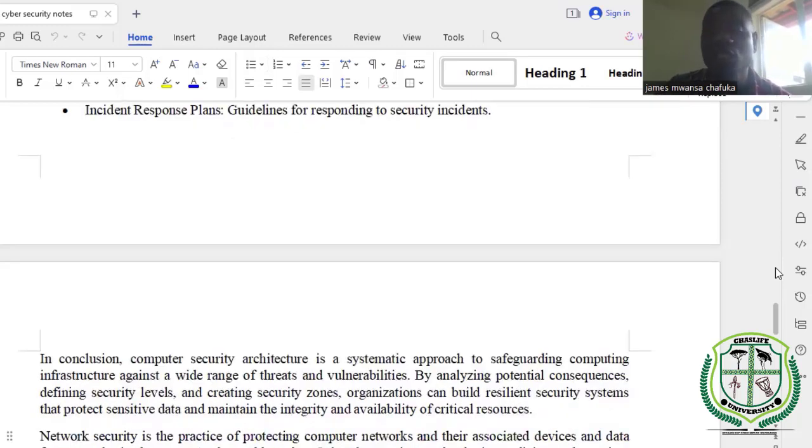computer security architecture is a systematic approach for safeguarding computer infrastructure against a wide range of threats and vulnerabilities. By analyzing potential consequences, defining security levels and threats, and creating security zones, organizations can build resilient security systems that protect sensitive data and maintain the integrity and availability of critical resources.